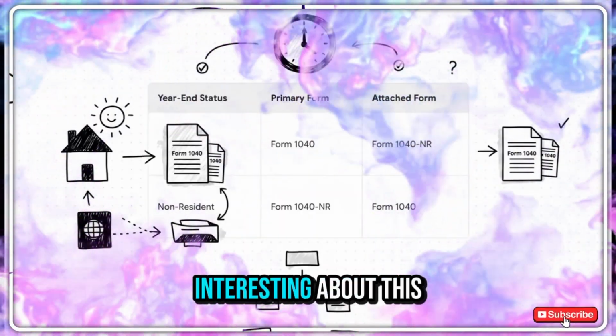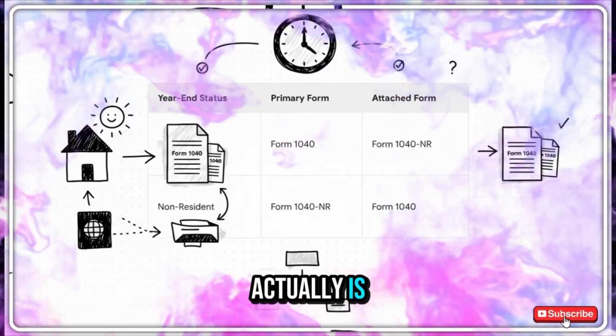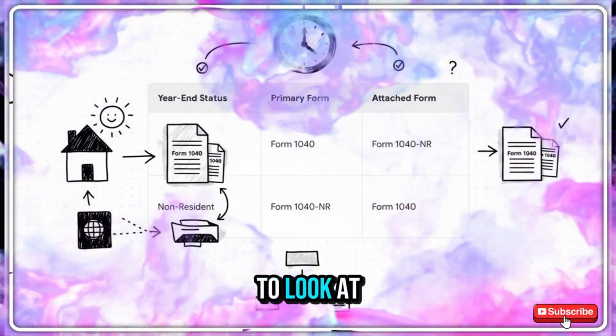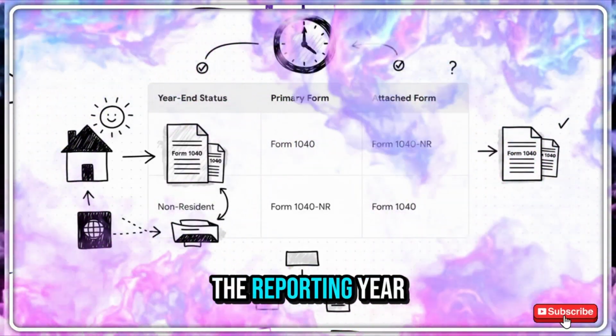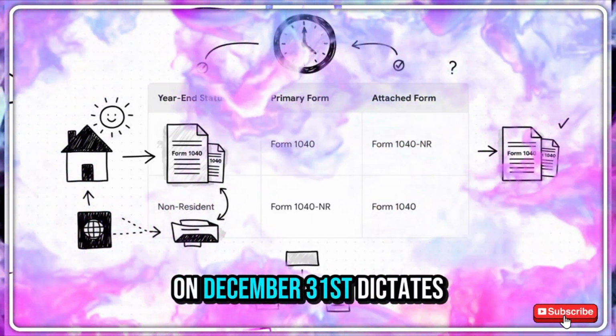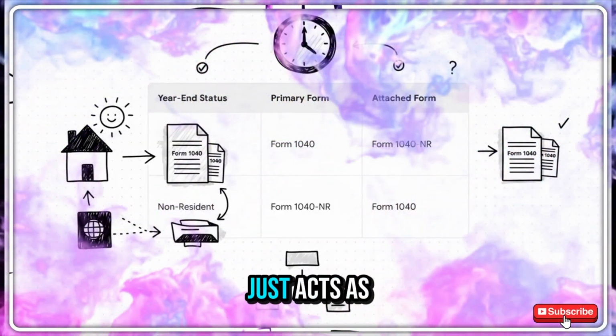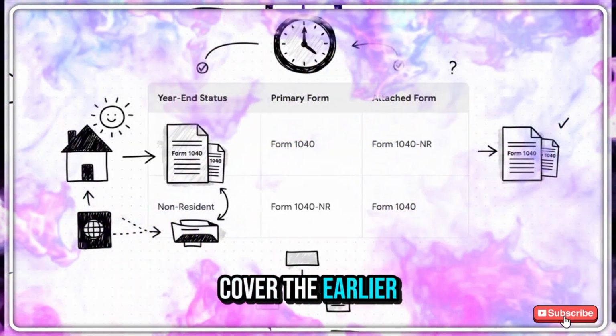Now, what's really interesting about this matrix is how simple the core rule actually is. To decode it, you just need to look at the absolute final day of the reporting year. Literally, your legal status at the stroke of midnight on December 31st dictates your primary form. The secondary form just acts as a supplement to cover the earlier months.